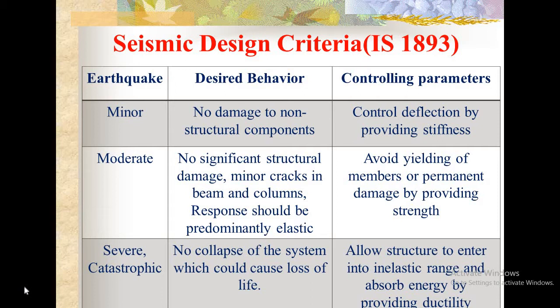Then let's see what the controlling parameters are. Avoid yielding of members or permanent damage by providing strength. In case of a severe and catastrophic earthquake, there should be no collapse of the system which could cause loss of life. That is the desired behavior. What is the controlling parameter? Allow the structure to enter the inelastic range and absorb energy by providing ductility.